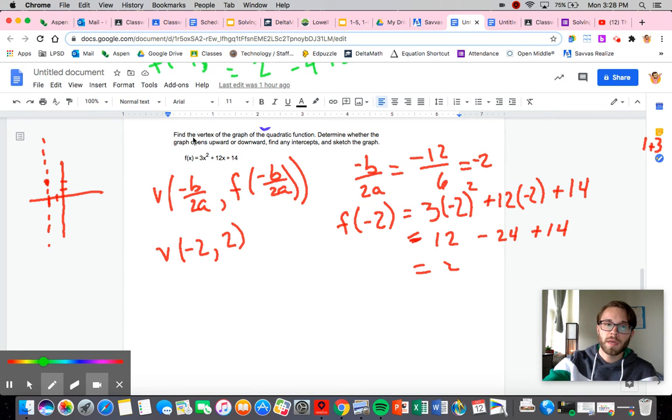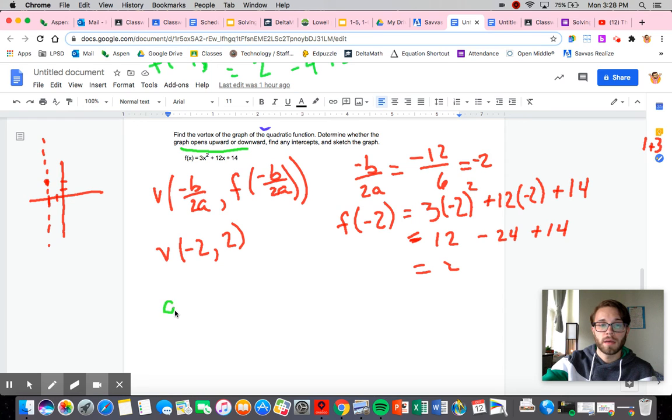Now, we're looking also to determine whether or not it opens upwards or downwards. So how do we do that? We look at a, right? a is greater than 0. And because it's greater than 0, it is going to open up. It's being very laggy. So it's going to open up. Okay, so we know it's going to open up.